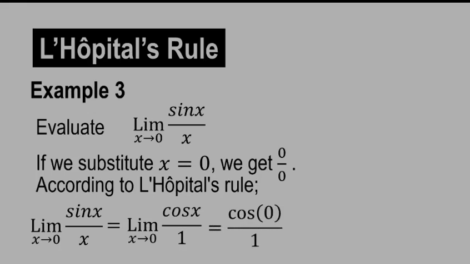By applying limit, we get cos of 0 over 1, which is equal to 1 by 1, and that is equal to 1. Hence, limit as x approaches 0 of sine of x over x equals 1.